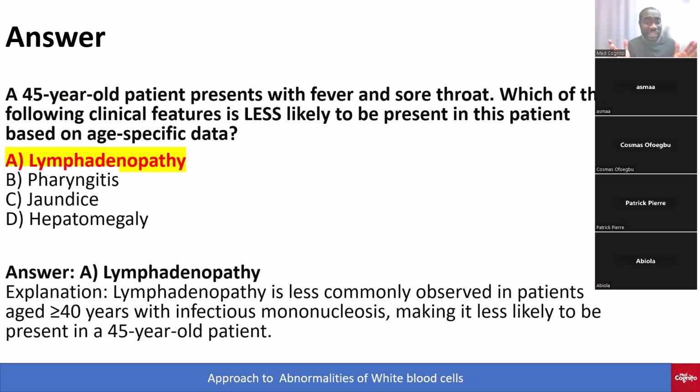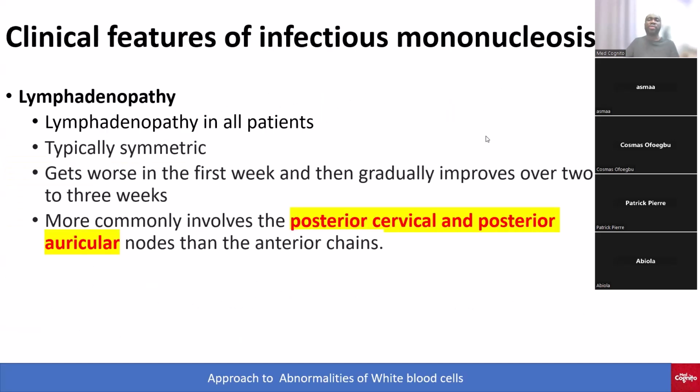So now we are getting the concepts right. Lymphadenopathy is less commonly observed in patients aged more than 40 years with infectious mononucleosis. Okay, so less likely observed. Lymphadenopathy is common in the younger ones. Clinical features of infectious mononucleosis, we've already talked about: fever, pharyngitis.